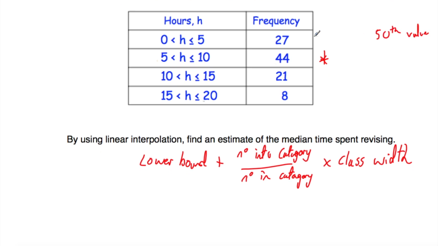We're looking for the 50th value, and just remember this is an estimate anyway because we don't know the actual values. So in terms of this category, the lower bound will be 5 plus the number into the category. We've gone 27 so far, so we need to go another 23 into the category over the number in the category, so 44. So we're going 23 44ths of our way through this category times the class width, and that's how wide the class is. In terms of how wide this class is, we just take this value away from this value. So 10 take away 5 is 5.